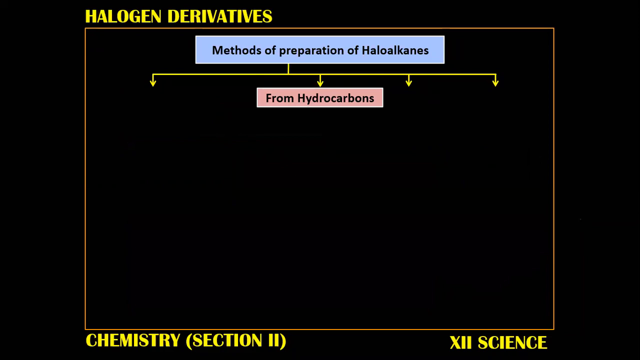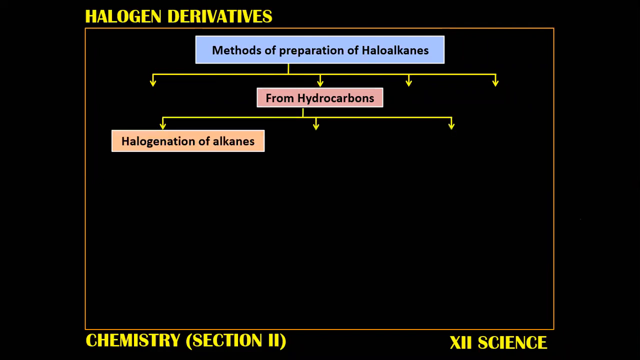From hydrocarbons. Now most of these reactions we have already done in our 11th standard. We have done the action of halogen on methane, ethane, ethene and ethyne. All these reactions are going to be repeated here. So from hydrocarbon, the first one is halogenation of alkanes. In that we have three categories: chlorination, bromination, and iodination.